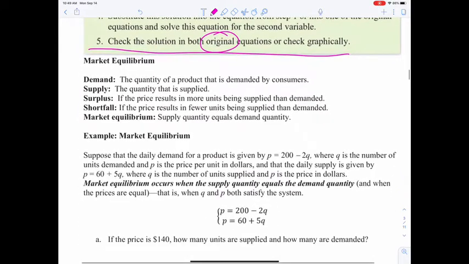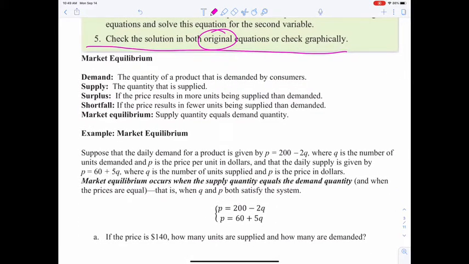Okay? All right, so here's a few terms. You don't have to memorize these terms. Just use this list to understand them when you're doing the homework. So demand, the quantity of a product that is demanded by customers. Pretty obvious, right? Supply, quantity that is supplied from the manufacturer. Surplus, if the price results in more units being supplied than demanded. So if they overproduce, then you have a surplus. If you underproduce, in other words, if your customers want more and you ran out, that's a shortfall. And market equilibrium, equal, right? Supply equals demand.